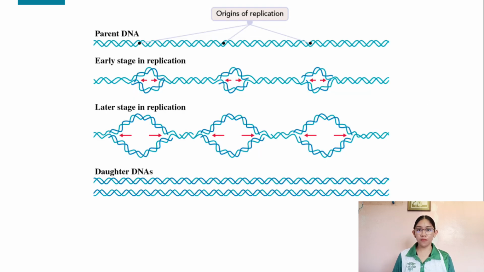As you can see in the picture, ang result ani nga multiple site replication process is the formation of bubbles of newly synthesized DNA. The bubbles grow larger and eventually coalesce, giving rise to 2 new daughter DNA molecules. This mechanism allows rapid replication of DNA molecules. As of now, we have just finished discussing the first topic of this video.